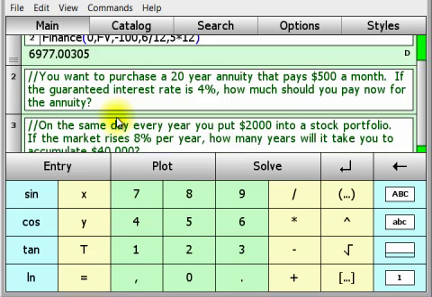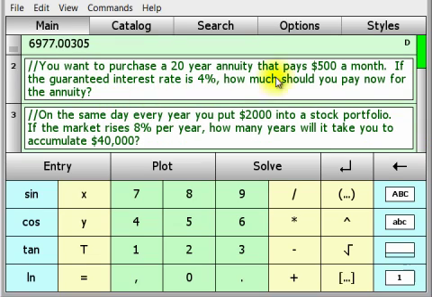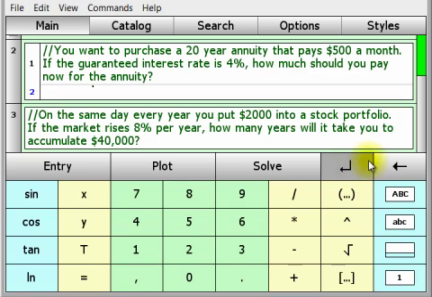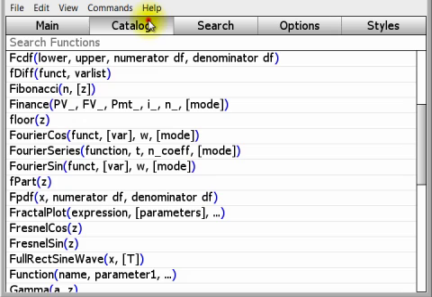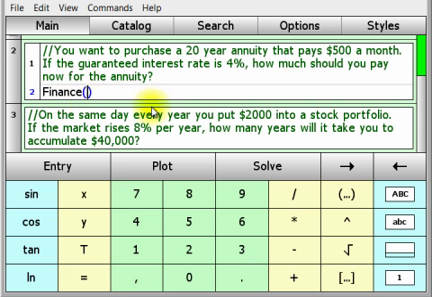Alright, suppose that you want to purchase a 20-year annuity that pays $500 a month. If the guaranteed interest rate is 4%, how much should you pay now for the annuity? Alright, this is a present value of annuity problem. These tend to be very tricky for students, so you probably want to pay close attention to this. Go ahead and find your finance command.